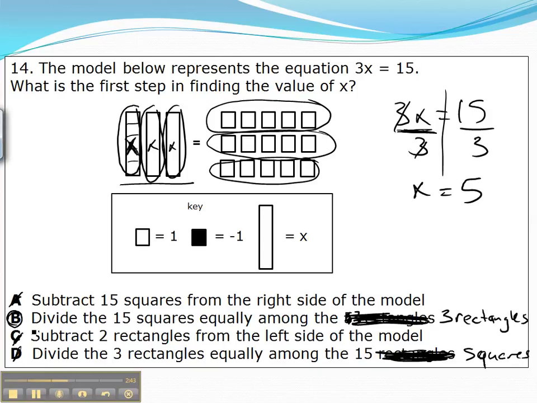I'll pick up the review with the last problem, problem 15, on the next video.